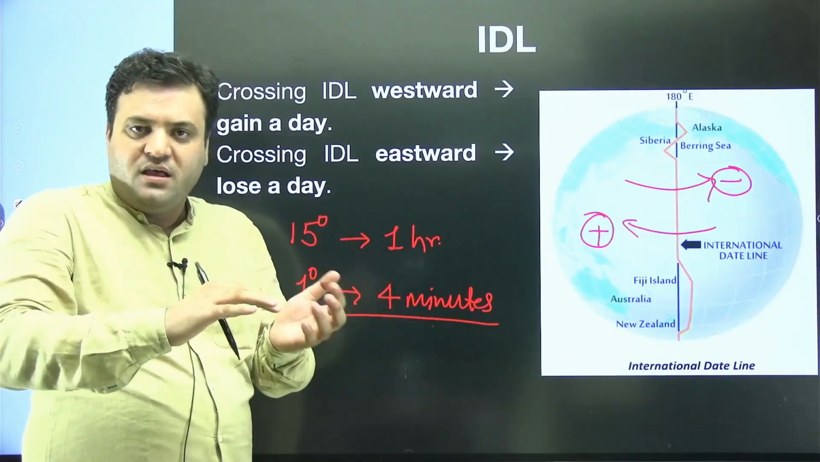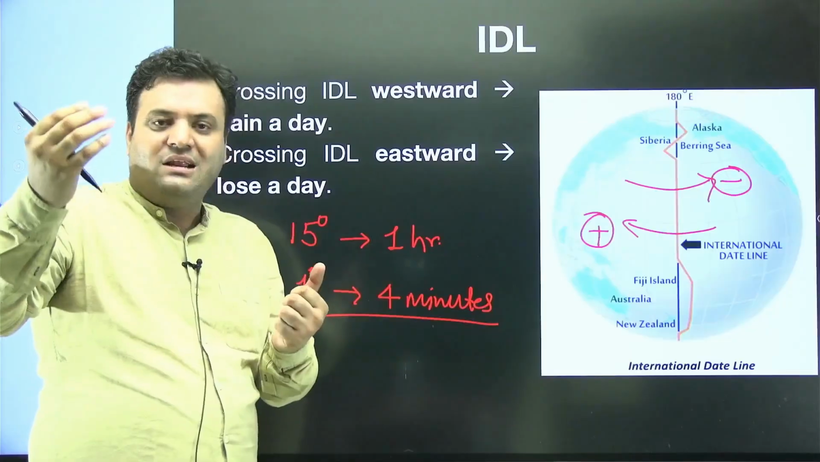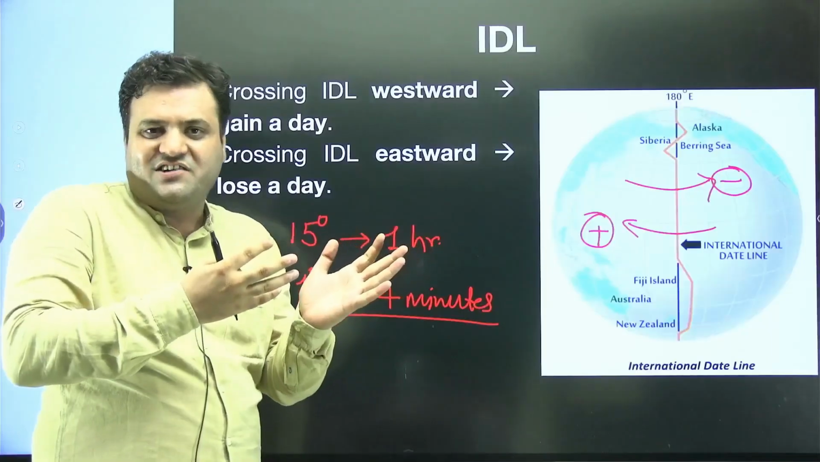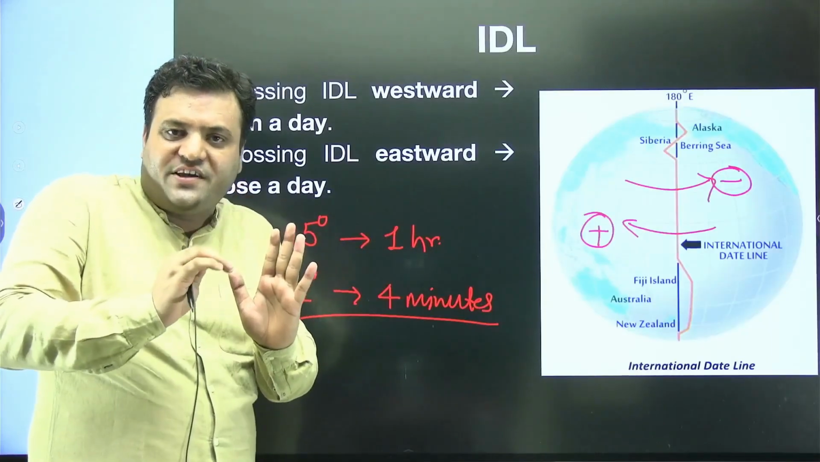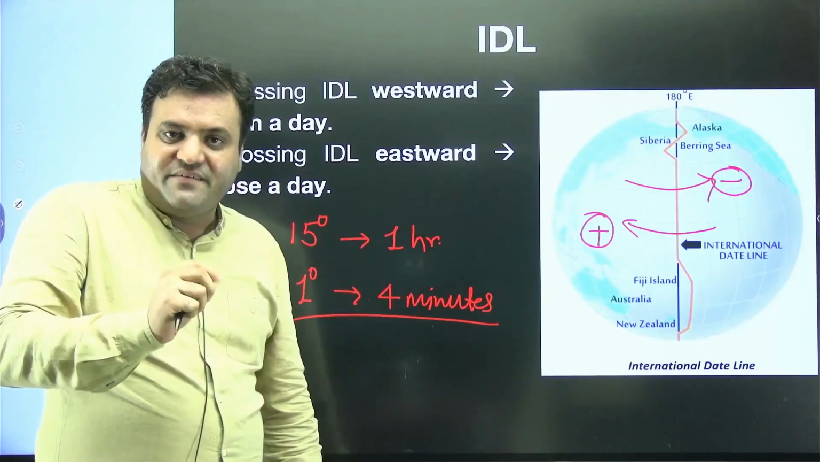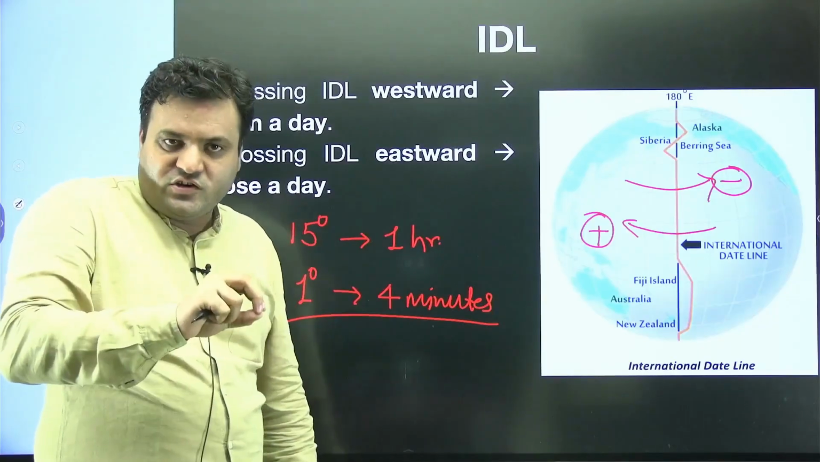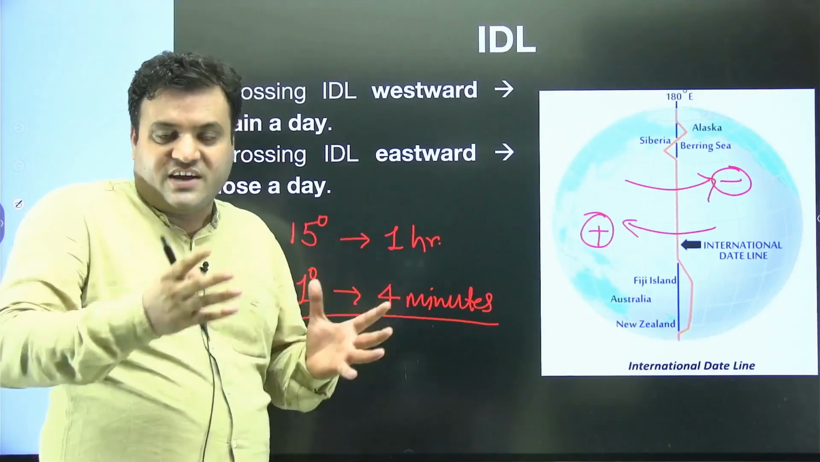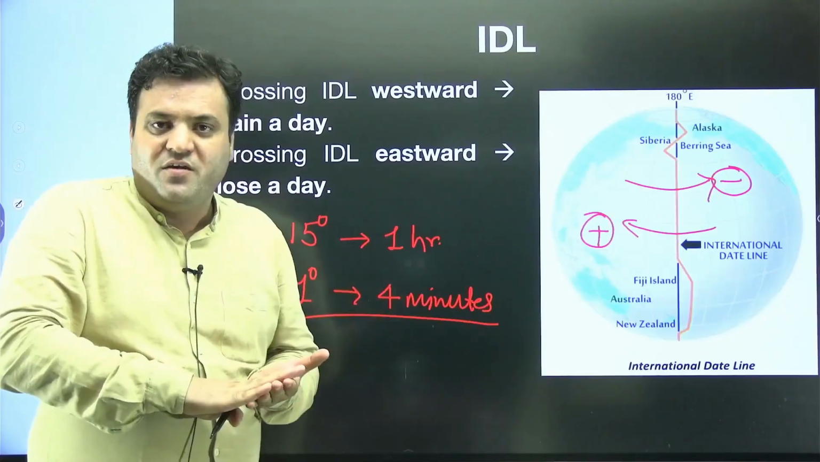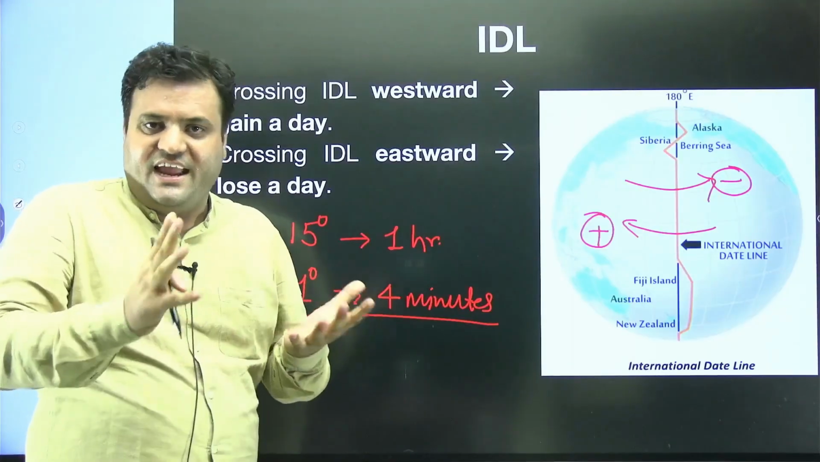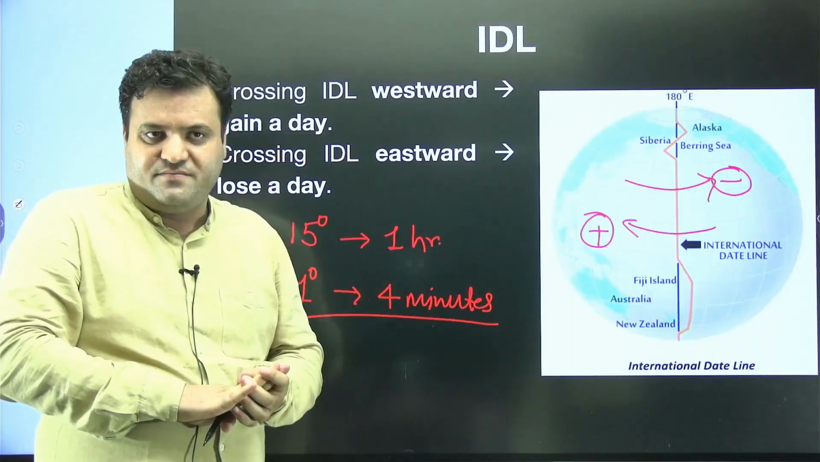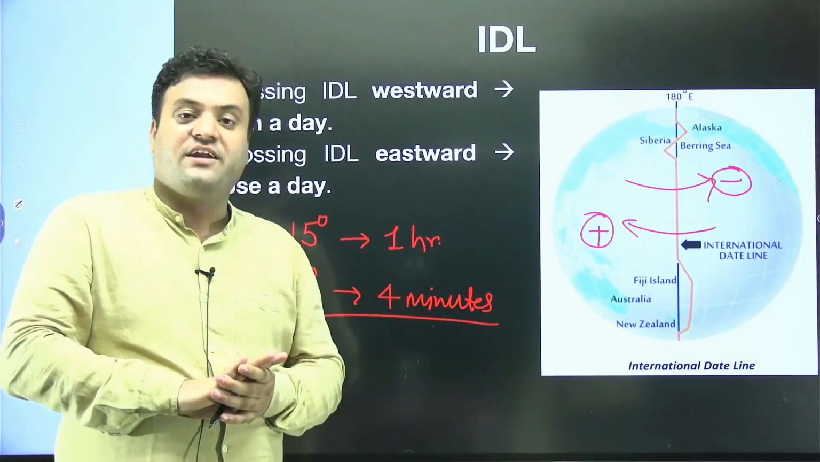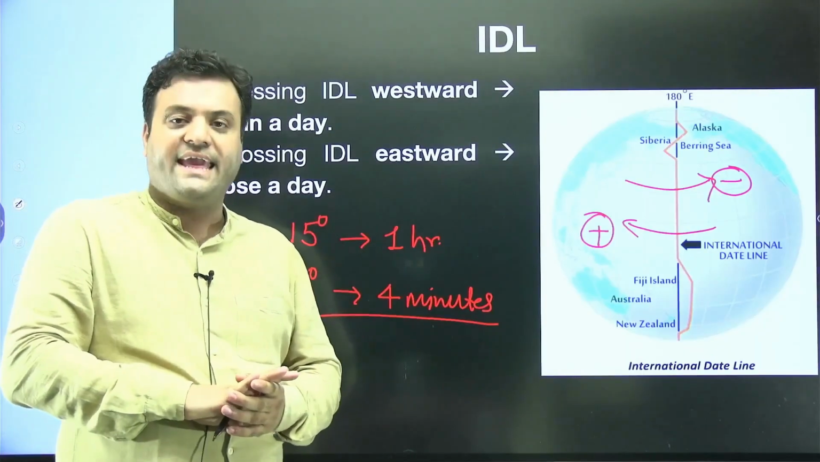Vice versa, if you are moving from, let's say, Alaska to Siberia, you are crossing the international date line, and now if you are on 179 east, 178 degrees east, you will have a gain in terms of time respectively by 4 minutes, or let's say 8 minutes in this specific case. I hope there is clarity about the international date line, about the loss and the gain in time.